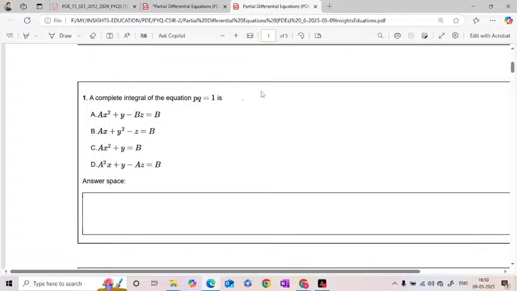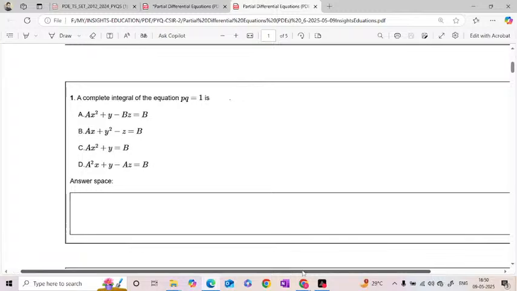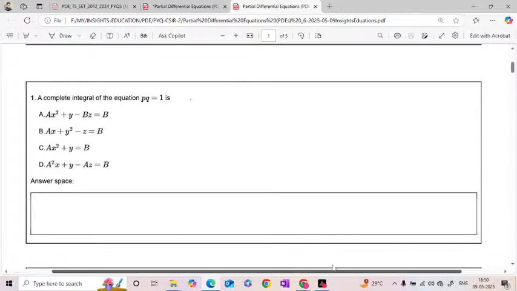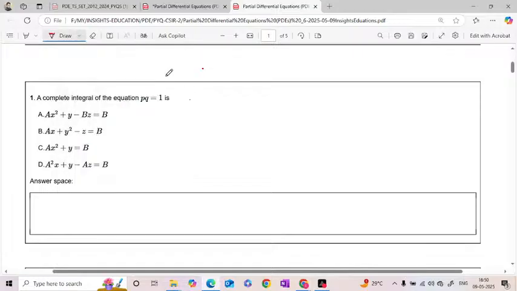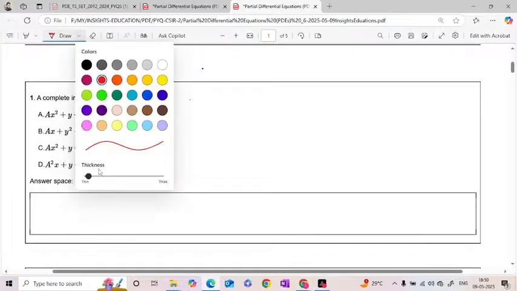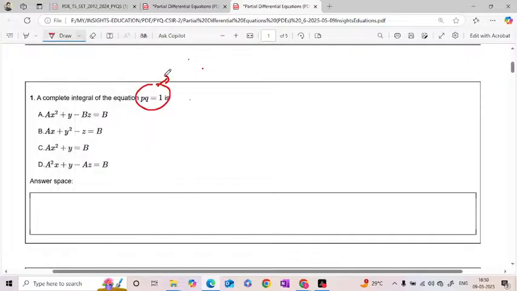Option. So which type of differential equation is the given one? Now we'll check. Yes, this is a non-linear differential equation. We can apply Charpit's method. Non-linear differential equation, you can apply Charpit's method, particularly the case 1 problem.